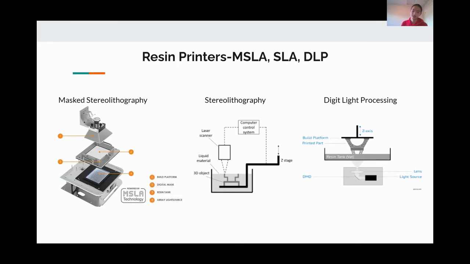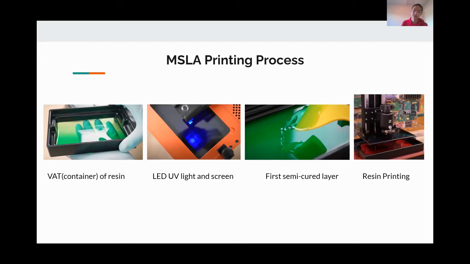Masked stereolithography, MSLA, stereolithography, SLA, and digital light processing, DLP. It's very simple how they work. I'm just going to go over how an MSLA printer works. Basically, you have this vat or container of resin, as shown in the first picture, and it has a clear bottom. The resin is basically a gooey liquid, and the resin cures or hardens when it is hit by UV light.